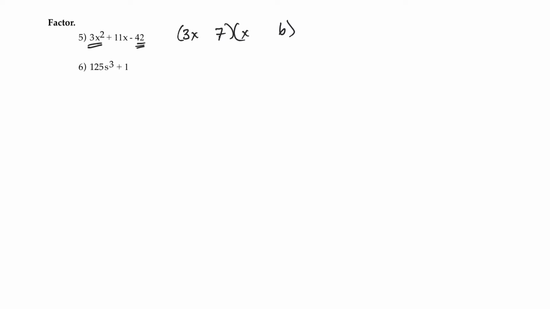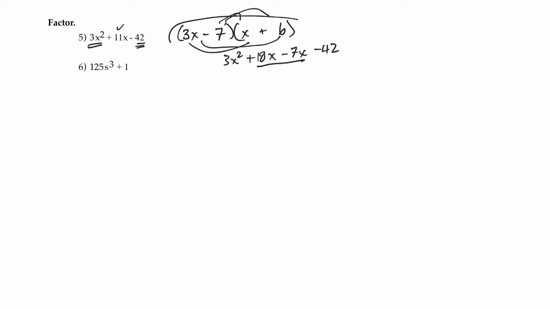Now, for signs, I don't know. Let's maybe use a plus here and a minus there. Okay, so now let's check. This times this, 3x squared. This times this would be a plus 18x. This times this is a minus 7x. This times this is a minus 42. When I collect these, it gives me an 11x. That's what I'm supposed to get. Therefore, this is correctly factored.